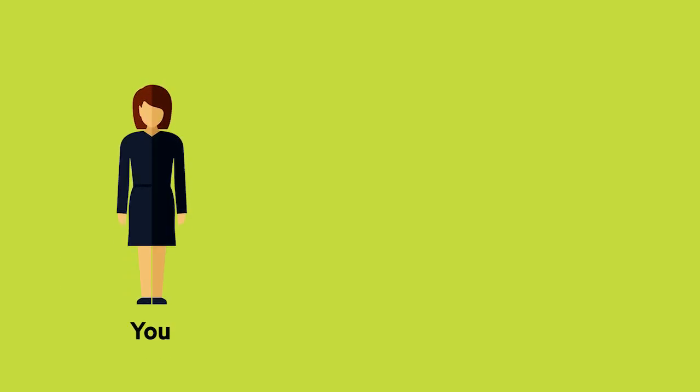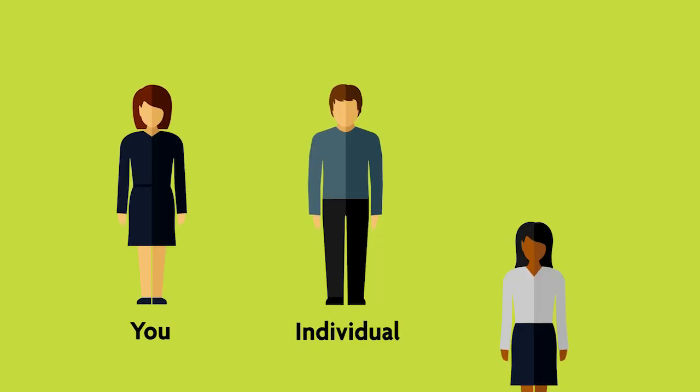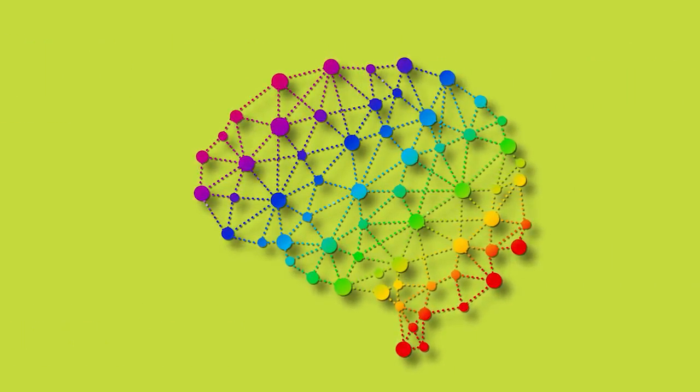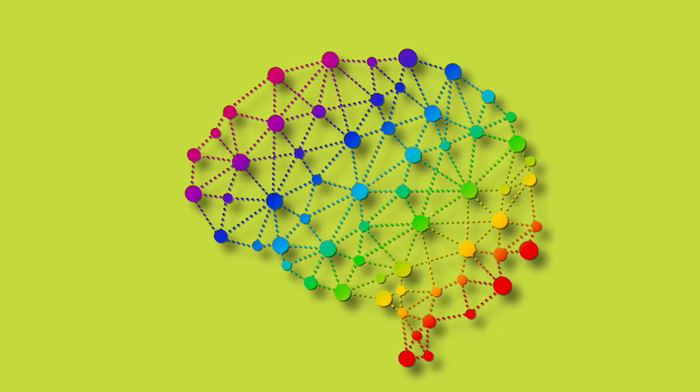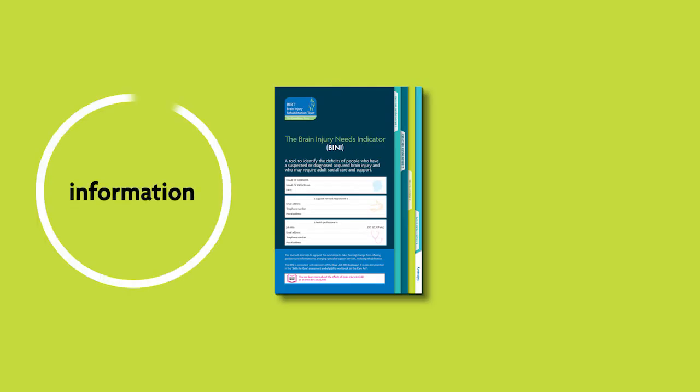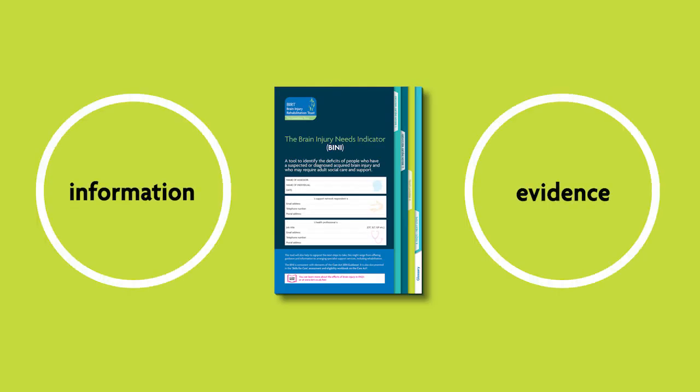It should be used when you or the individual, or somebody close to them, asks for a social care assessment, and where you or they believe a brain injury may be contributing to their need for care and support. The BINI is used during the initial stages of information and evidence gathering.